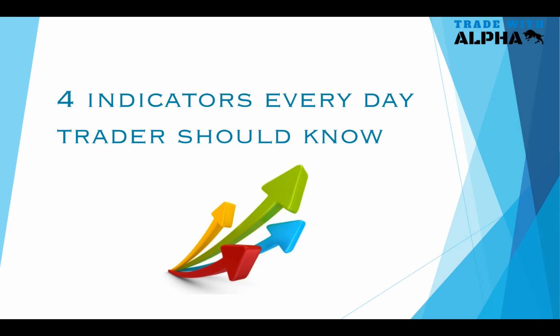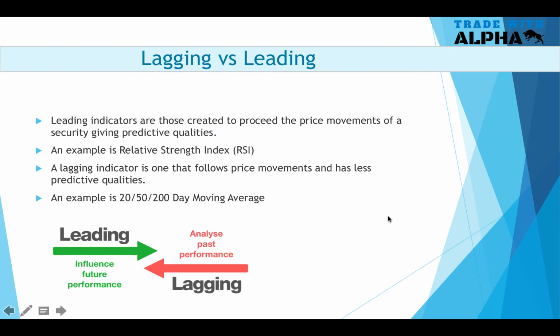So you have the leading indicators and then the lagging indicators. Leading indicators are those created to precede the price movements of a security, giving predictive qualities. Keyword here is predictive. So you're using this indicator to look into the future, to give you a better prediction as to where the price action will be.